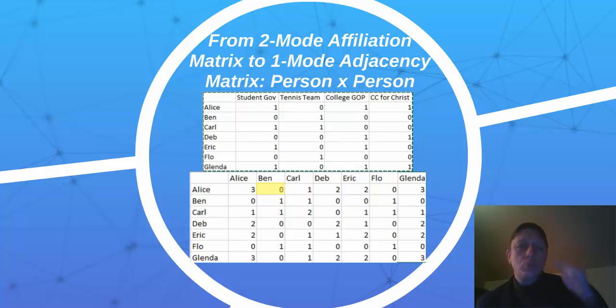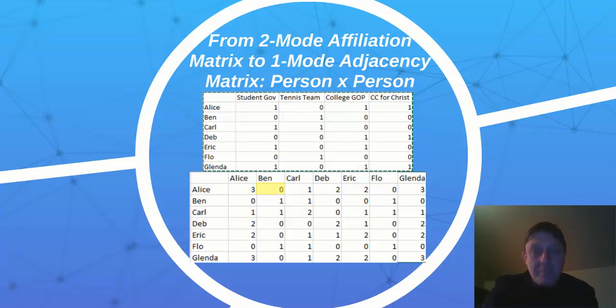How many groups, how many affiliations do Alice and Ben share? None. That's because while Alice is a pretty big joiner, she's a member of the student government, the college GOP, and the campus crusade for Christ, the one group she hasn't joined because she hates tennis is the tennis team. She's not on the tennis team. There's a 0 there for her. But that's the one group that Ben has joined. So there's a 0 there.